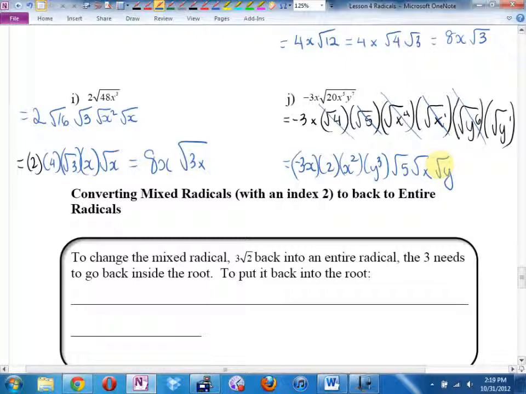Is that right? I got it all, Amber? Okay, let's multiply the numbers. I got negative 3 times 2. What's that going to be in front? There's going to be a negative 6 in front. How many x's? I got 1 here. I got 2 more. How many x's in front? There's going to be an x cubed. How many y's in front? Y cubed. What's left behind inside the square root? 5xy.